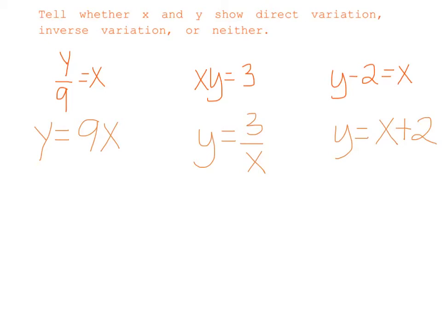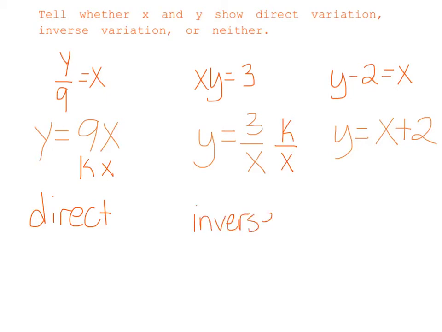So now that y is by itself, you know direct variation means constant times x, which is what we have here, kx. So this is direct. Inverse means constant divided by x, like this one, k over x. Remember, x would be your denominator, so that's inverse. And direct is k times, inverse is k divided by. We have not discussed anything with a plus, so this is neither.